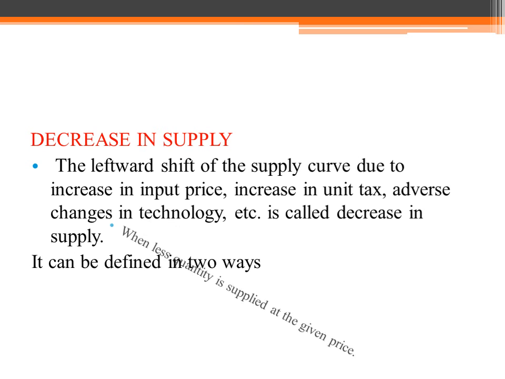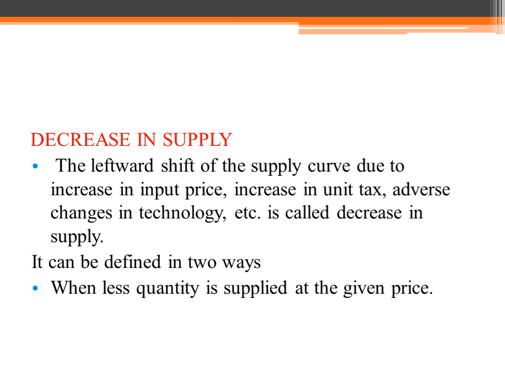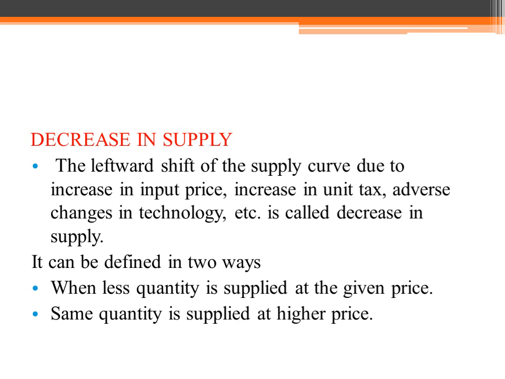It can be defined in two ways: less quantity is supplied at a given price, or the same quantity is supplied at a higher price. These are the two interpretations of decrease in supply.